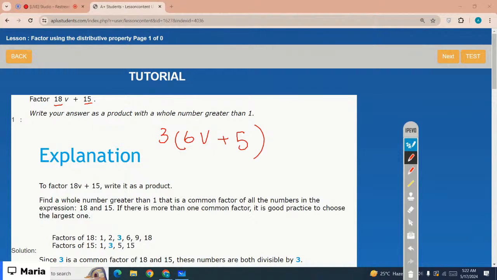So you can write like this. 3 is the common factor for both the numbers. You need to take common 3 and divide them by 3. 18 divided by 3 is 6. So you have 3 times 6v and then 3 times 5 is 15. When you multiply them, 3 times 6 is 18 and 3 times 5 is 15. That's exactly the same thing, right? So the correct option is 3 times 6v plus 5.